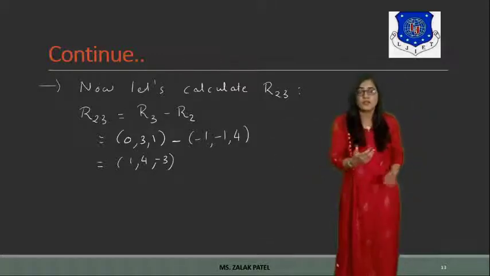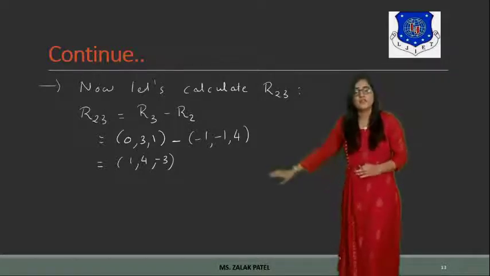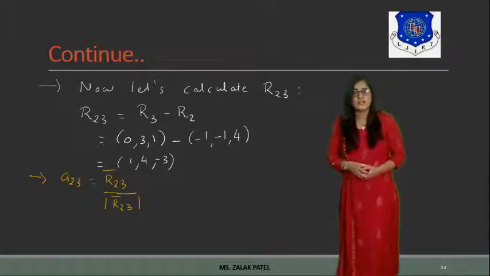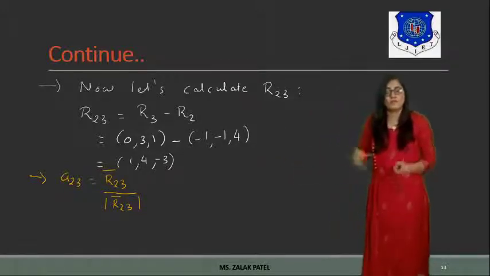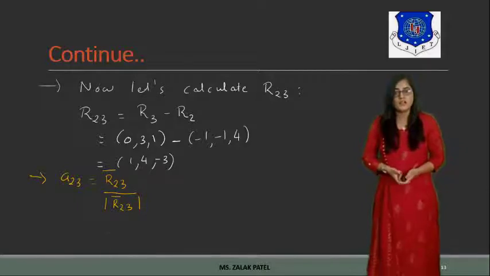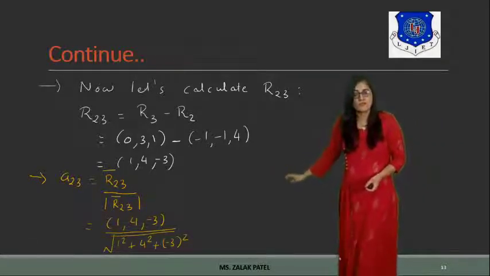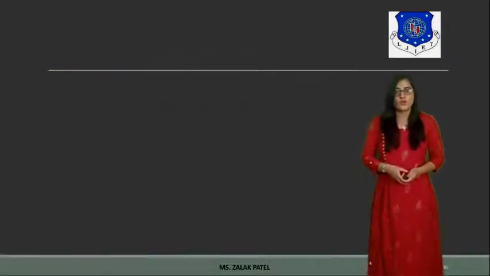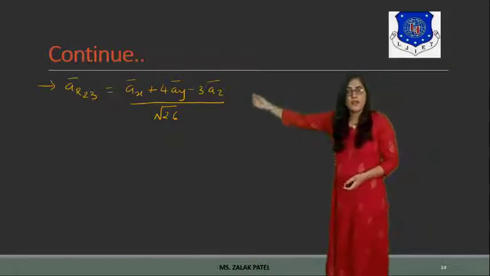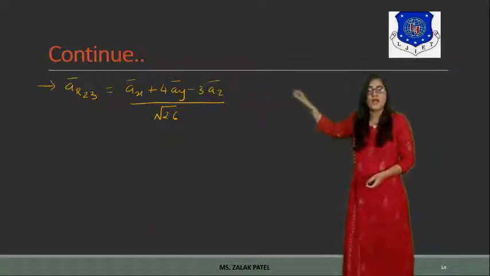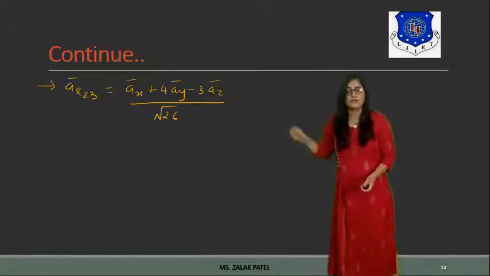For finding the magnitude, we take the square root of the individual components. So it will be like this. Again, the unit vector A23 means the vector upon the magnitude, that is, (1, 4, -3) divided by the square root of 1 square plus 4 square plus minus 3 square. So it gives us the value for A23 as Ax plus 4Ay minus 3Az upon the magnitude, that is root 26.